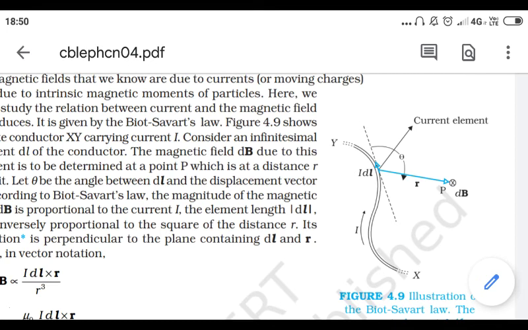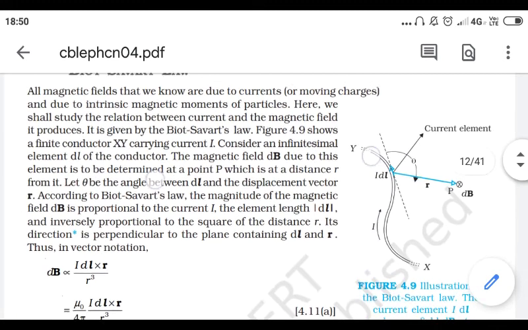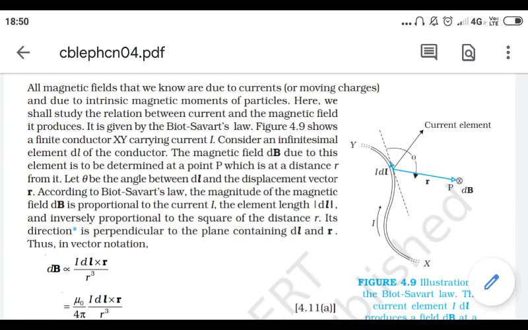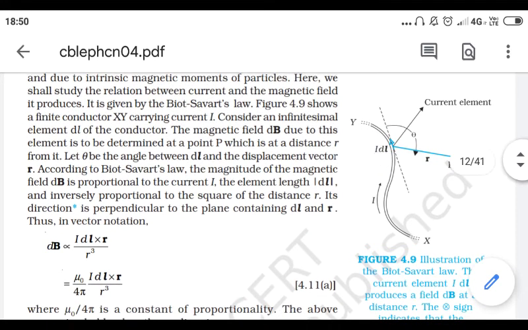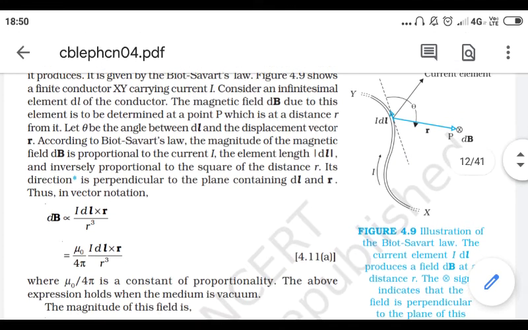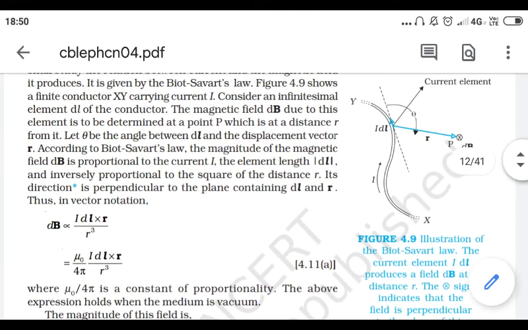As we remember, this is a vector product of dl and r. The cross product of two vectors gives you a third vector whose direction is perpendicular to both the vectors. That third vector is dB, so the magnetic field is a vector. The magnetic field produced by a current carrying wire is always perpendicular to the plane containing dl and r, as per the vector product.